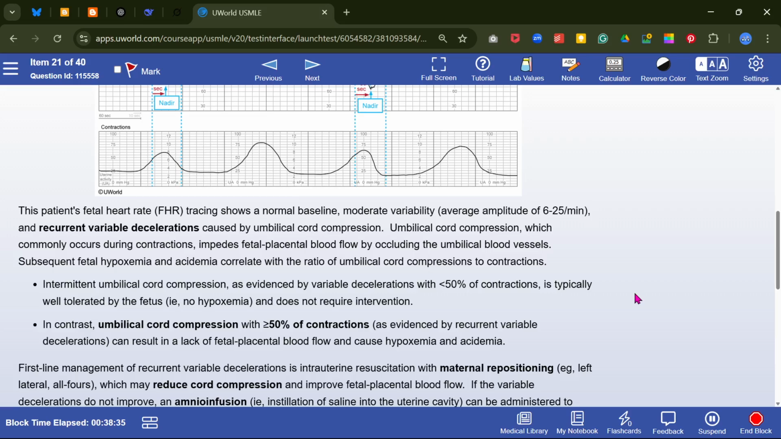Umbilical cord compression, which commonly occurs during contraction, impedes fetal placental blood flow by occluding the umbilical cord blood vessel. Subsequent fetal hypoxemia and acidemia correlate with the ratio of umbilical cord compression to contraction. Intermittent umbilical cord compression, as evidenced by variable deceleration with less than 50% of contractions, is typically well tolerated by the fetus.